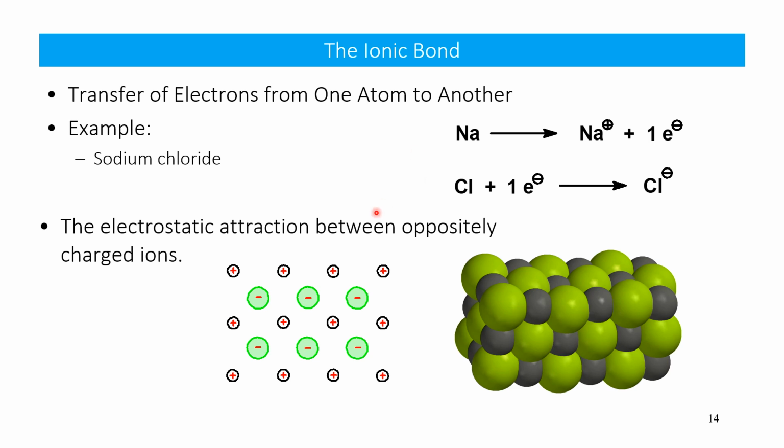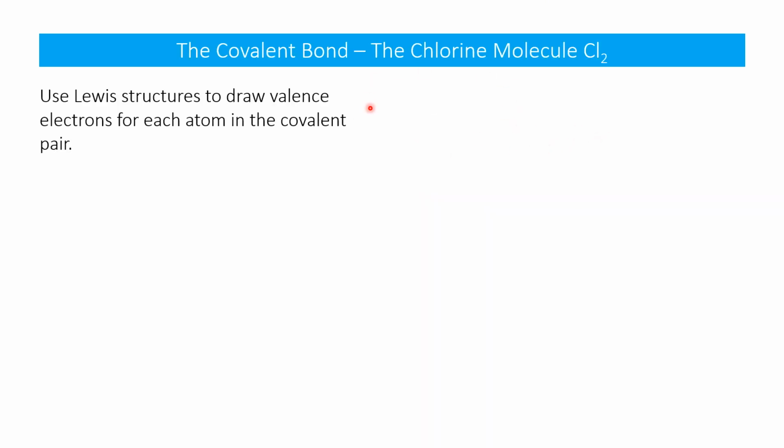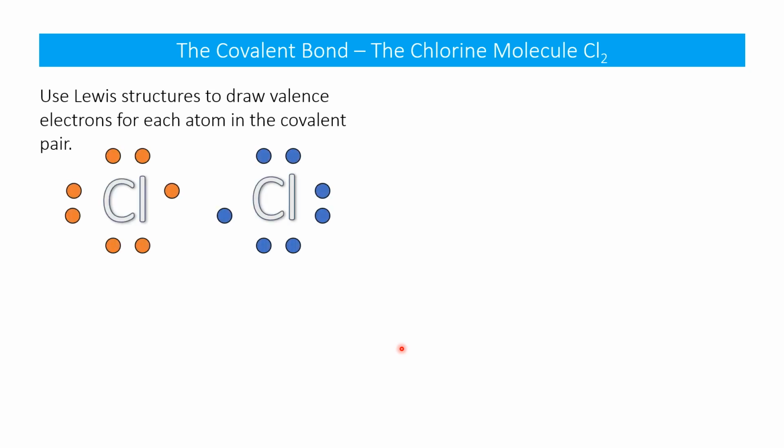There are a number of bonds that we can think of. The ionic bond, but also the covalent bond. And the covalent bond is involved with the sharing of electrons. Let's look at an example. We are going to look at the molecule chlorine. The chlorine molecule is Cl2. So how does this relate? Well, the valence electron count of chlorine is 7. And we're going to have two chlorines combining together to give us a shared pair.